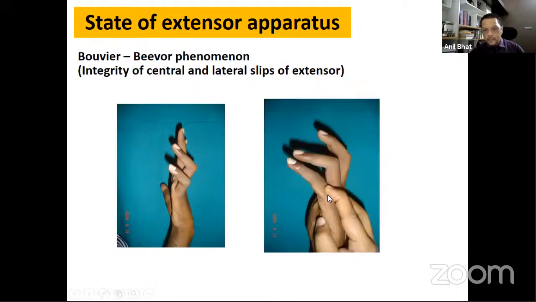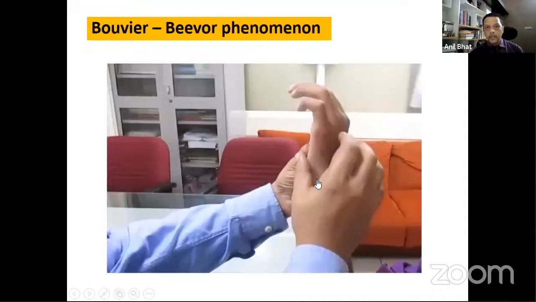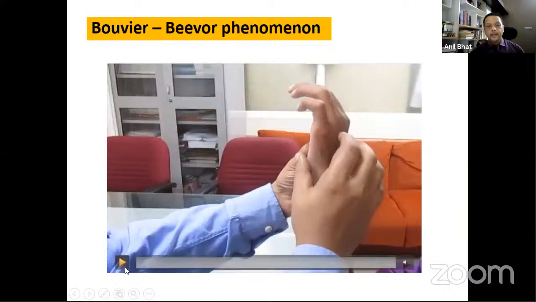Now, if you just assist this slightly, if you flex this like this, then the long flexors will act as long as they're intact. They're not damaged, and that damage a lot of times happens in Hansen's disease. I'll come to that later. So if the extensor apparatus is intact, if you just give that flexion back to the MCP joint by assisting it, then they're able to extend the IP joint. So this is called the Bouvier-Beer phenomenon. And I'll just demonstrate that in a patient.